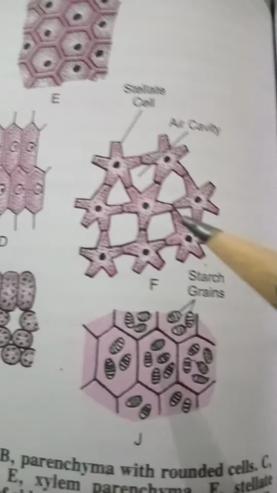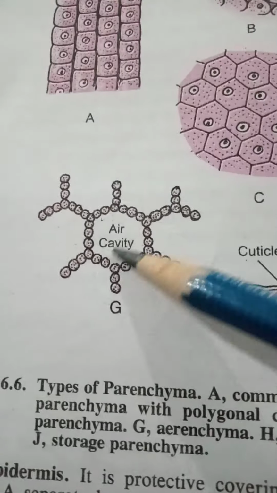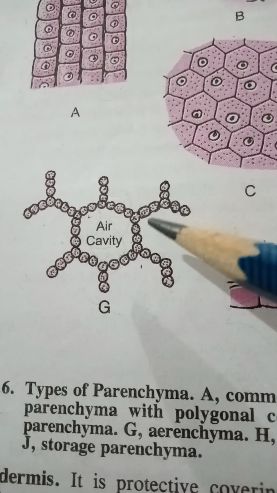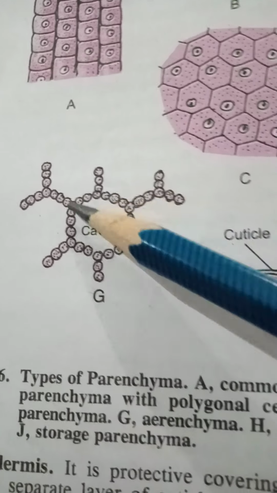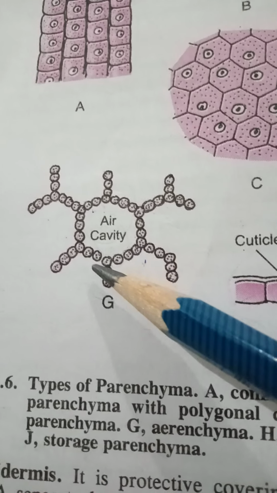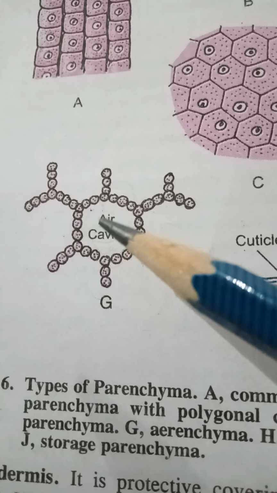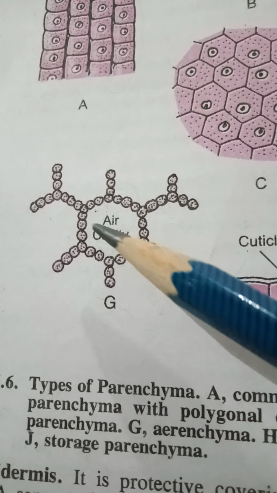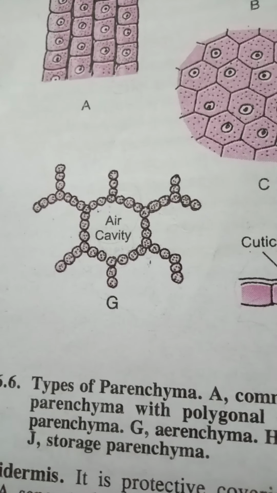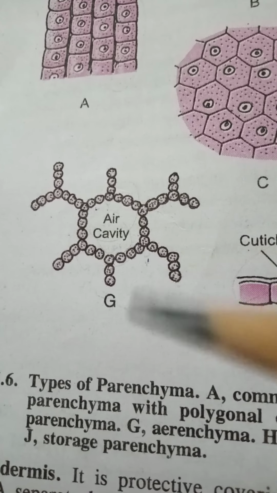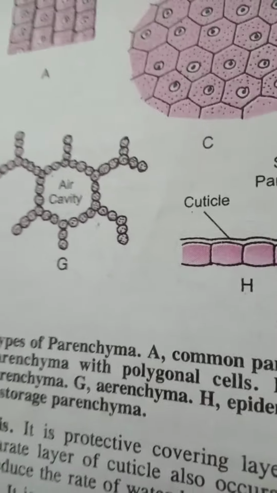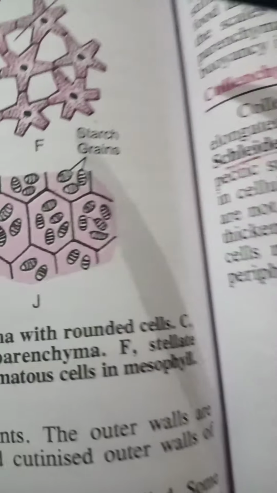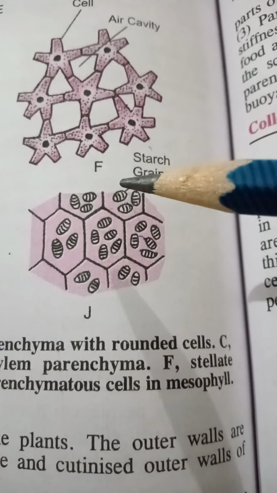Then next is the parenchyma with air spaces. Here the cells are small. These are found in aquatic plants. These cells are arranged forming a network-like structure. In between them, metabolic gases get deposited and this provides buoyancy to the plant. So these are these parenchyma cells. Then next is the storage parenchyma. Storage parenchyma cells are also small cells.